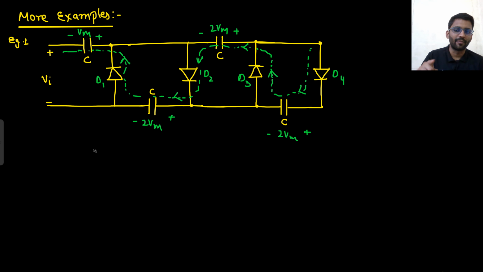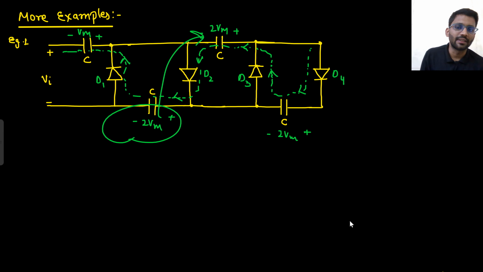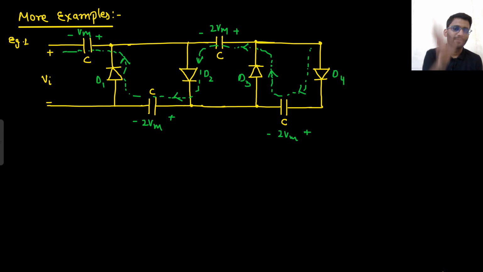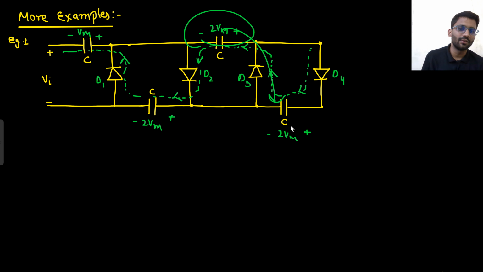In the next cycle, what will happen? Minus Vm would come. So D1 and D3 turn on, D2 and D4 are off. If D1 and D3 turn on, that means this 2Vm will be given to this capacitor. So it is charged to 2Vm in this direction. In the next cycle, what will happen? Plus Vm would come. So D2 and D4 will turn on, rest will be off. So this 2Vm will be given to this capacitor, so it will be charged to plus 2Vm.